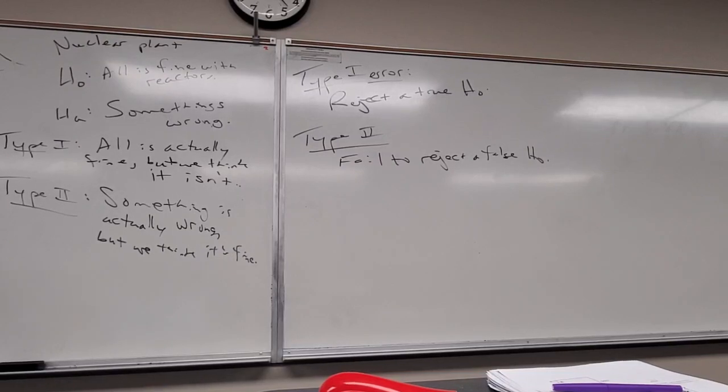If you make alpha big, that means it's more likely to make this error, and it's therefore less likely to make this error. Do you guys see that? Because what happens if I get in here? If I get in here, I'm going to reject this, I'm going to go check on it. It's much better to go check on it more often than less often. Does that make sense? Okay.